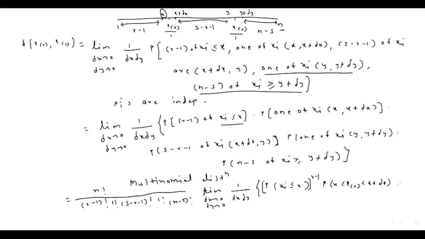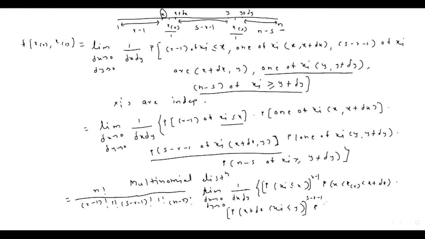Okay, fine. Then the next probability is this probability, where x of i is in between x plus delta x and y. We can write this probability as x of i in between x plus delta x and y. Now again, how many values are there? There are s minus r minus 1 values, so it is raised to the power s minus r minus 1.